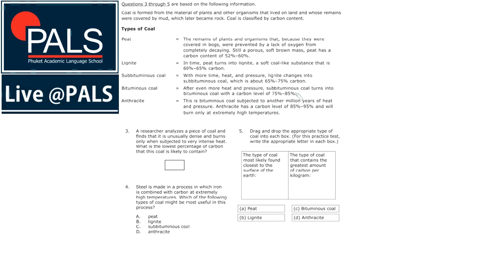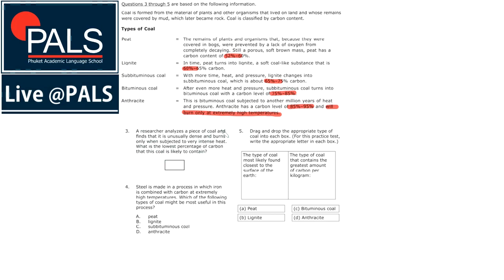So here we get a little bit of extra information about the anthracite, that it will only burn at very high temperatures, and then for all the others we get the carbon content, which might be important for the next questions. A researcher analyzes a piece of coal and finds that it is unusually dense and burns only when subjected to very intense heat. What is the lowest percentage of carbon that this coal likely contains?